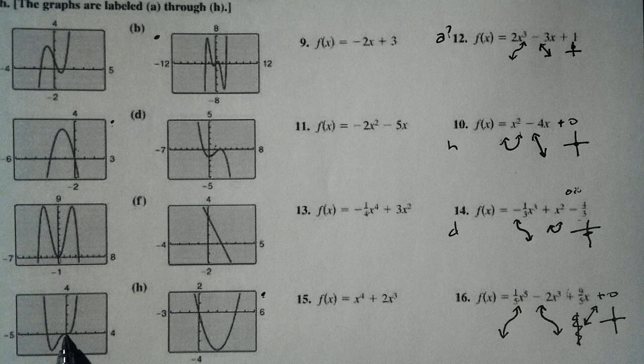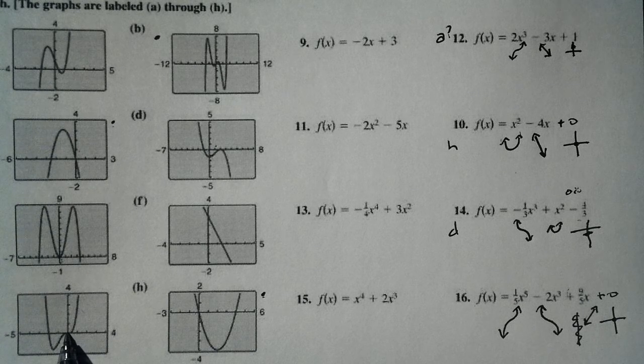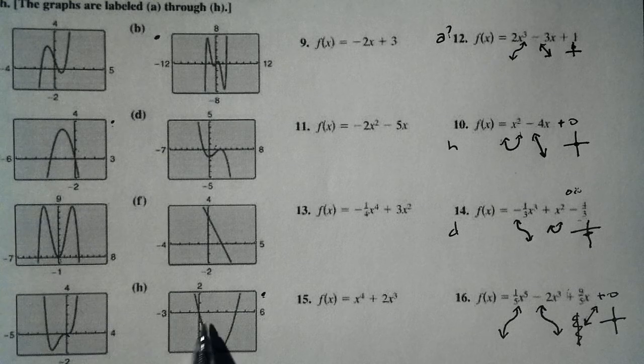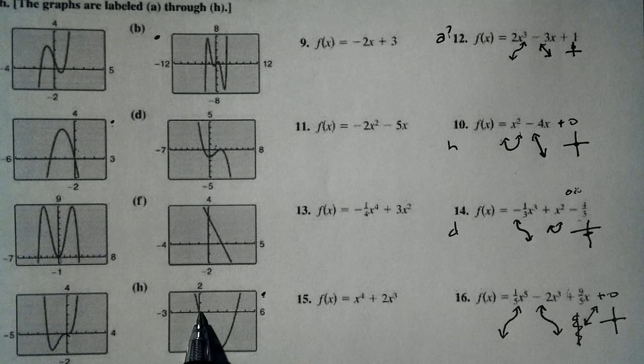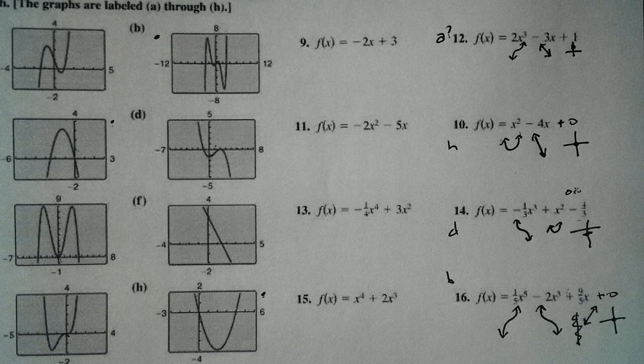Goes through 0. It's actually flat there. It's not going up through 0. Now it's flat and then up, so it can't be that one. And that goes through 0, but it's going down. So this is B.